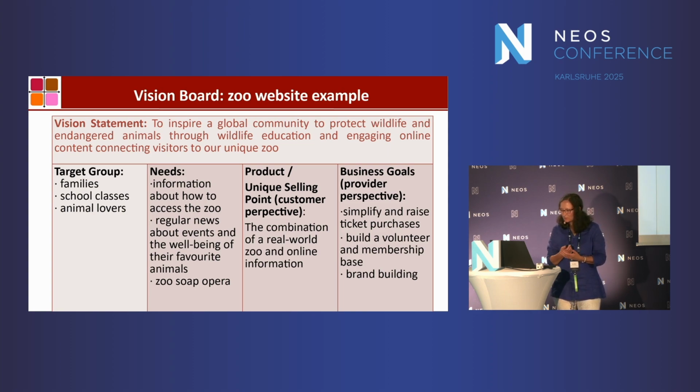So a unique selling point from a customer perspective is that you have a real world zoo and online information. So it's not only a format on TV, they really can go there. And of course, for us as a business, we need money. We want to sell tickets more easily and sell more tickets. And maybe have a base of volunteers who do some advertising for the zoo or whatever. And brand building.